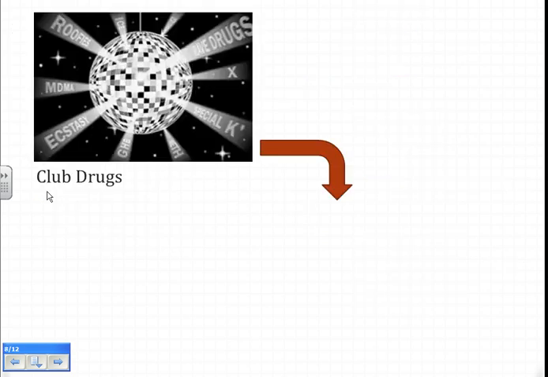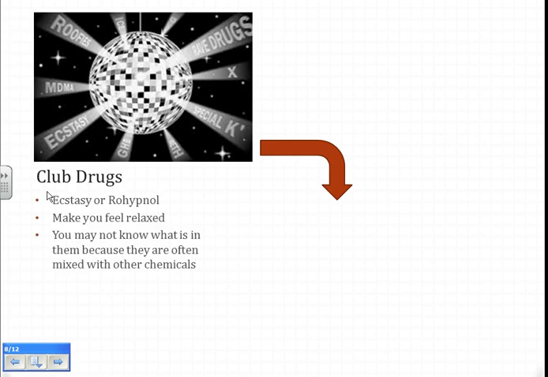Club drugs are the 5th classification we will look at. Ecstasy and Rohypnol, the date rape drug, are 2 types of club drugs. These drugs make people feel more relaxed. Because these drugs are made in home laboratories and may be mixed with other harmful chemicals, you never know exactly what's in them. They are called club drugs because they are often found in nightclubs or raves.